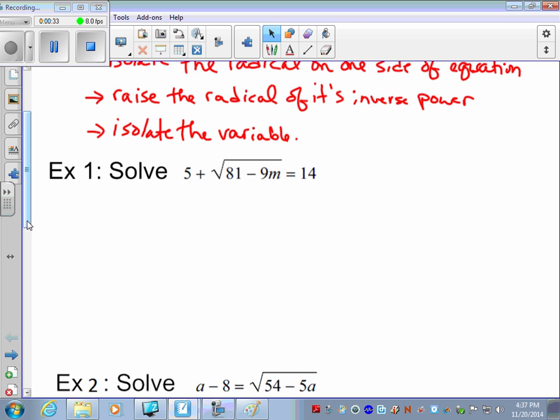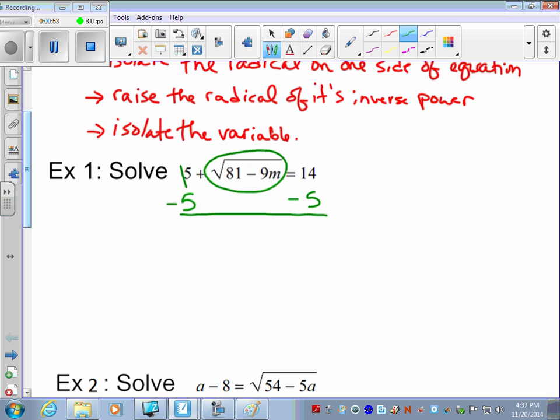So in example 1, you find the radical. Here's the radical. It is the square root of 81 minus 9m. And the reason why the radical is not isolated yet by itself is this 5 over on the left side. To get rid of that 5, which is positive, we subtract 5. It cancels out. You get the square root of 81 minus 9m equals 9.